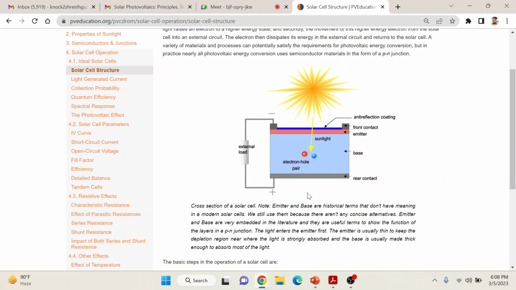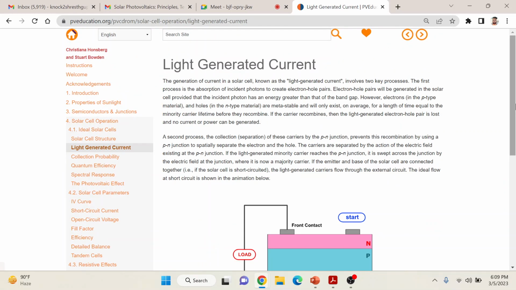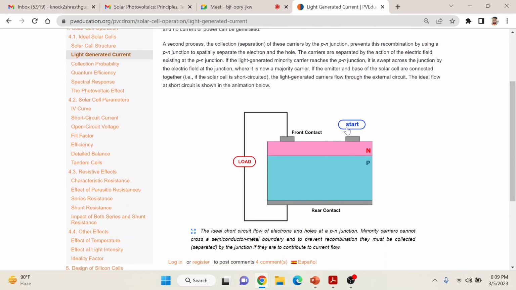If you talk about the general cross section of a solar cell, that's very basic. I'm not going for a specific type, like dye sensitized or perovskite. I'm just showing you a cross section picture of a general, modern solar cell. Now there are many terms that you need to figure out. This is light generated current. How does this light generated current take place? You can see when the light falls here, absorption of a photon creates an electron hole pair, and then this electron is moving to the load.